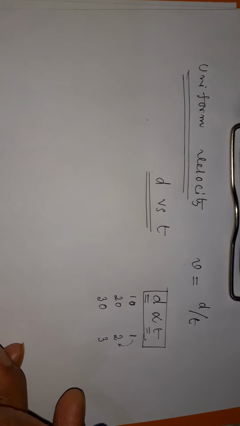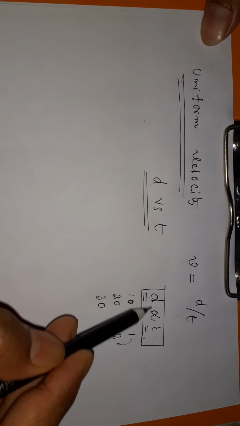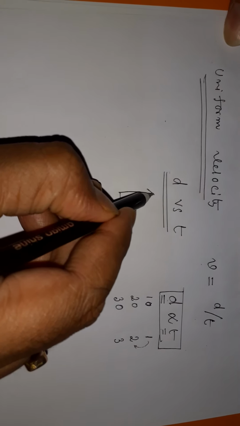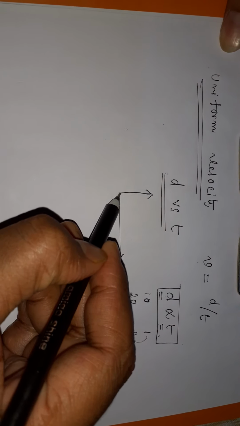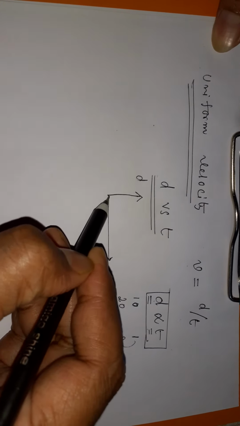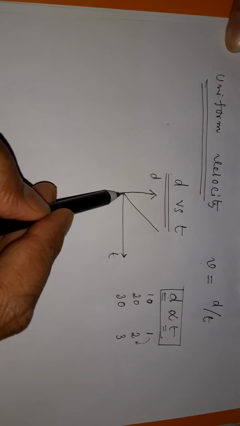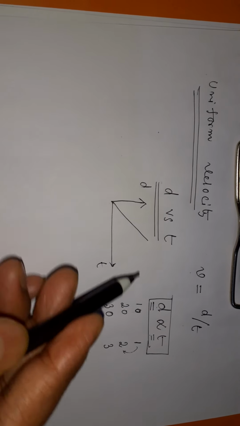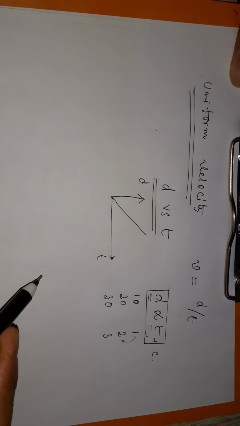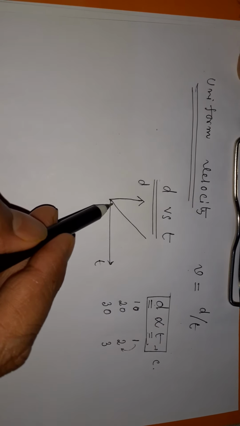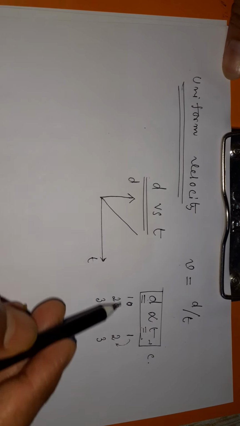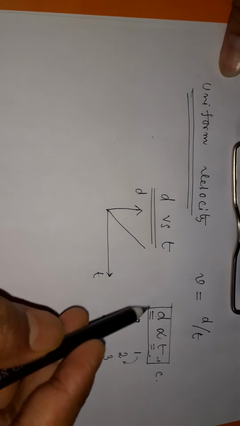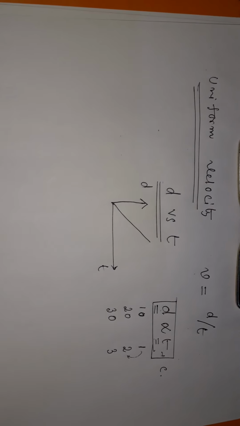Maybe you have learned this in class 8. When these two terms are directly proportional to each other, you will definitely get uniform velocity, and the displacement time graph will always be a straight line. It depends on whether it passes through the origin or not. If any constant term is added, plus 10 or plus 5 or anything, then it will not pass through the origin. If no constant term is there, then it will pass through the origin. So this is the uniform velocity.